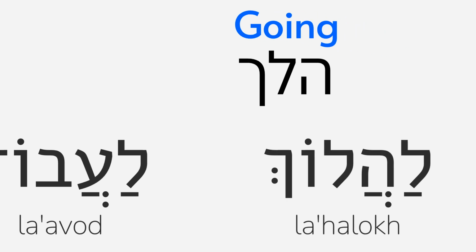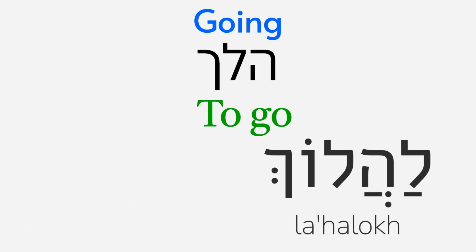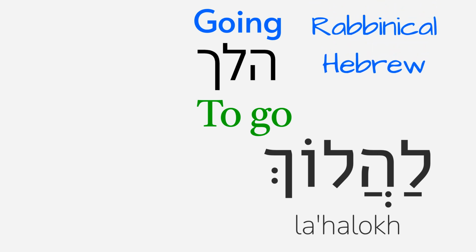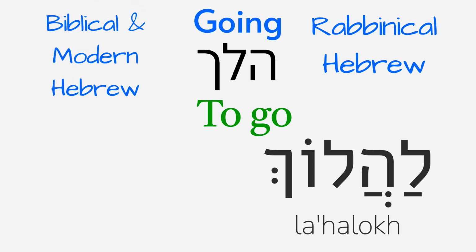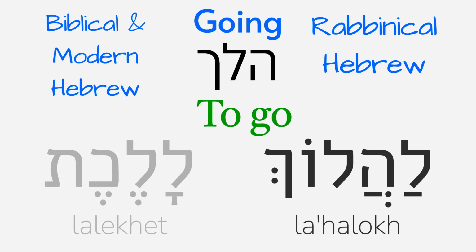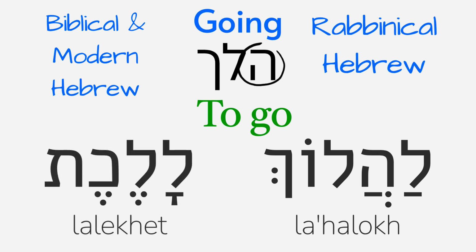And lahaloch does mean to go, but this form is not used in Biblical Hebrew or modern Hebrew, only in the Rabbinical Hebrew, in the Hebrew text written by Jewish sages between the time the Bible is written and the modern day. Modern Hebrew takes its infinitive of hey lamed kaf straight from the Bible, which uses an irregular form, lalechet, which is missing the hey and has added a tav.